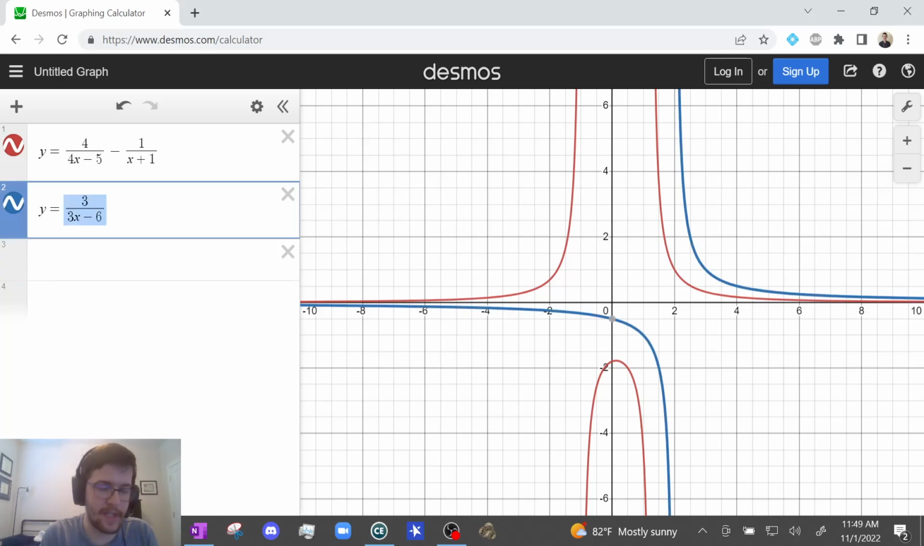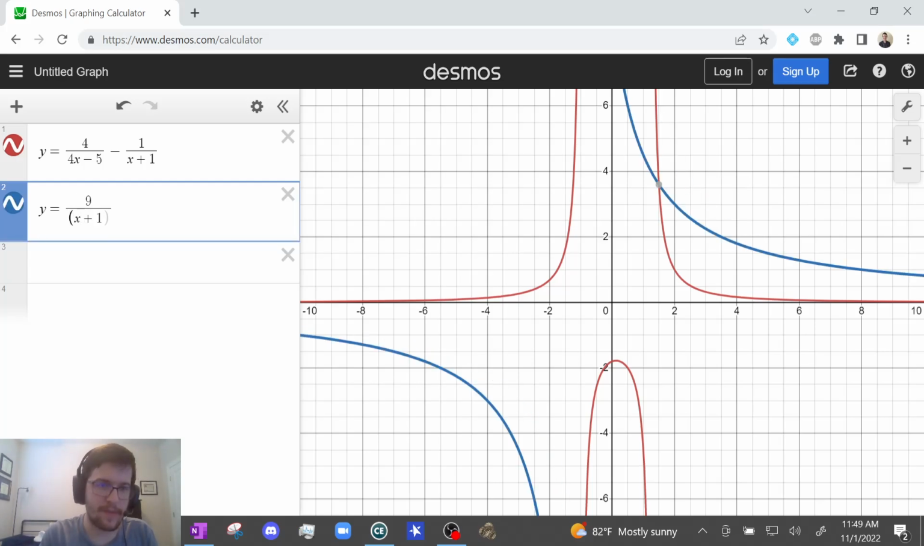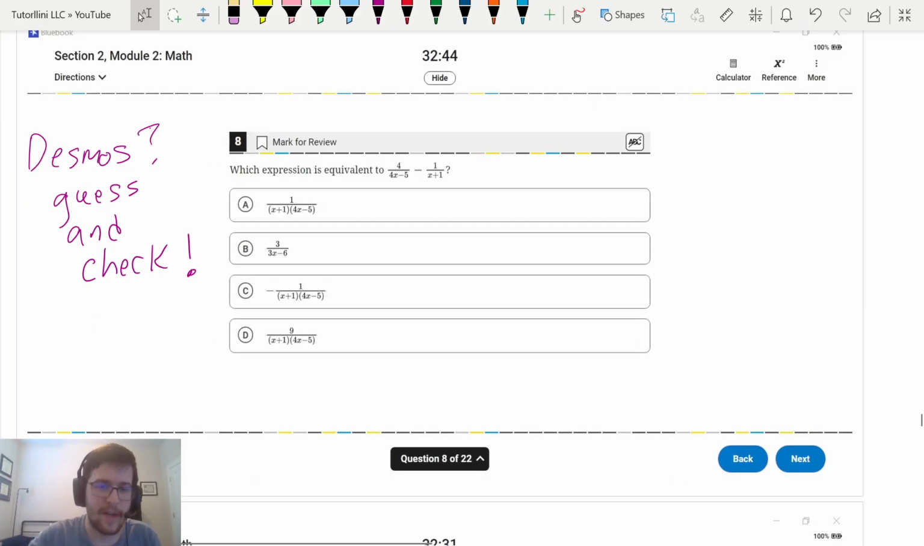But answer choice D, 9 over x plus 1. See how it's exactly the same? See how the red just turned blue? If I remove this, red turns to blue. That means they're right on top of each other, so they're equivalent. So the answer is D. You didn't even need to know how to do it.